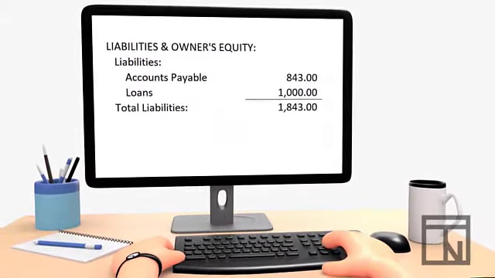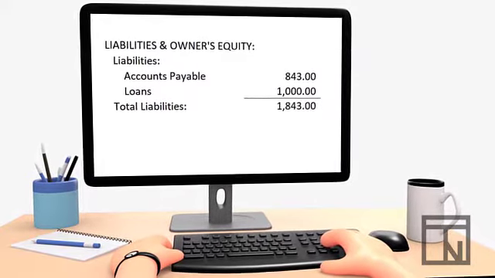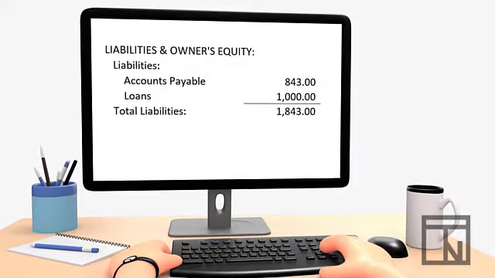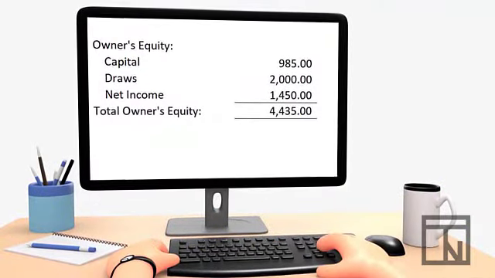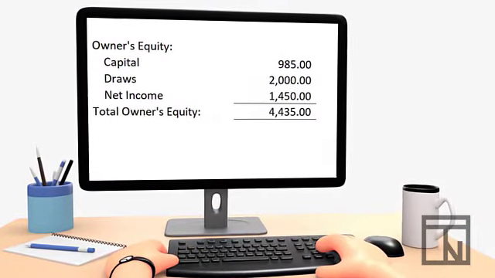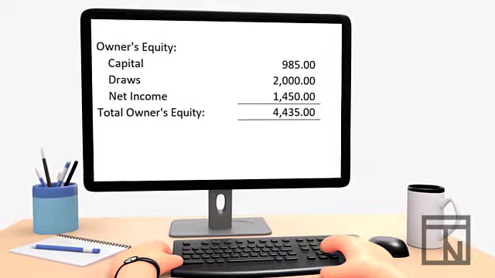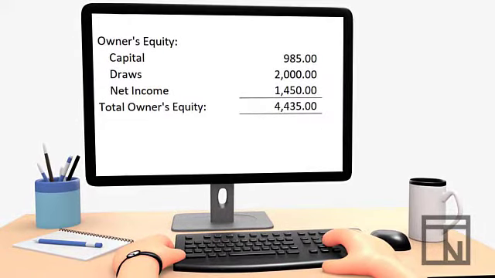Remember that liabilities are anything that the business owes, like accounts payable or loans. These are subtotaled at the end. Immediately following the liabilities, we list and subtotal all of the owner's equity accounts. This includes accounts like capital and draws.